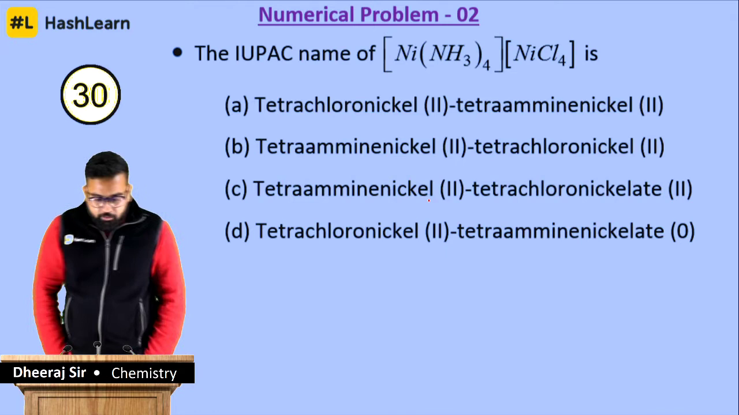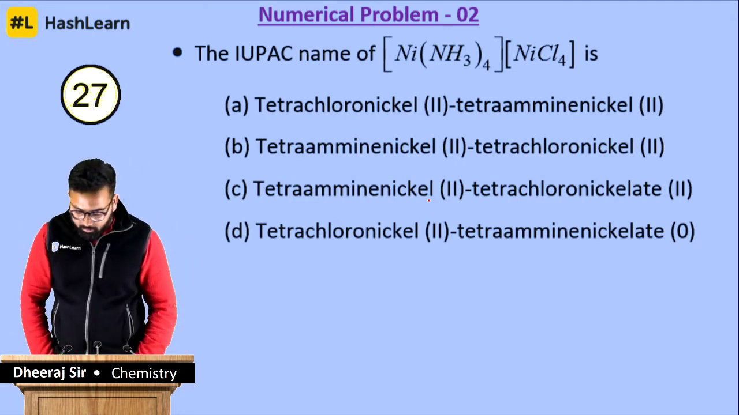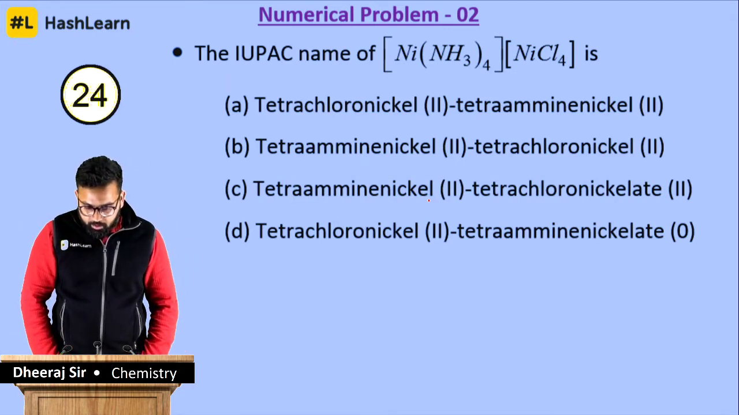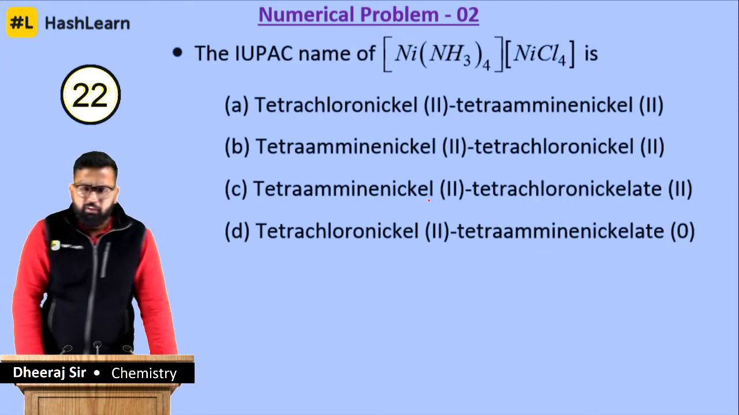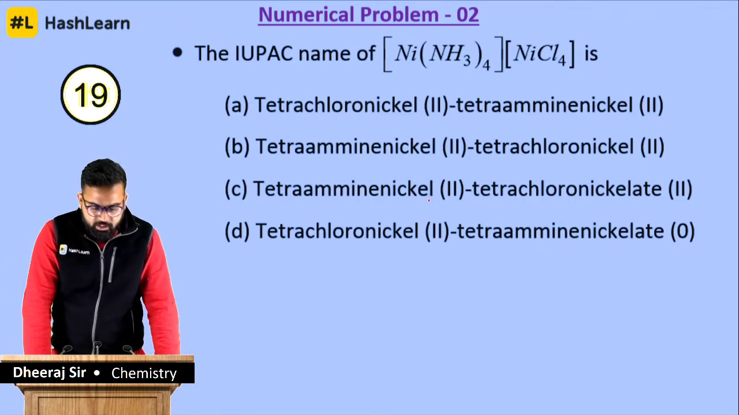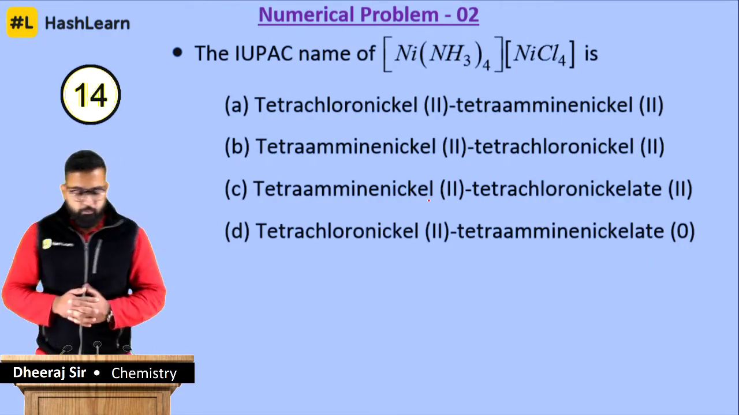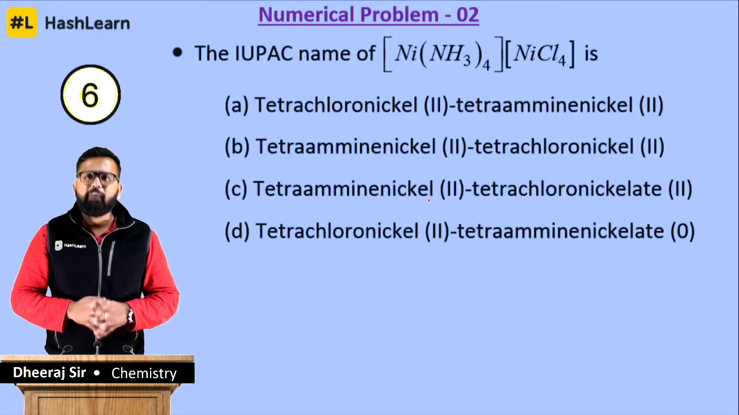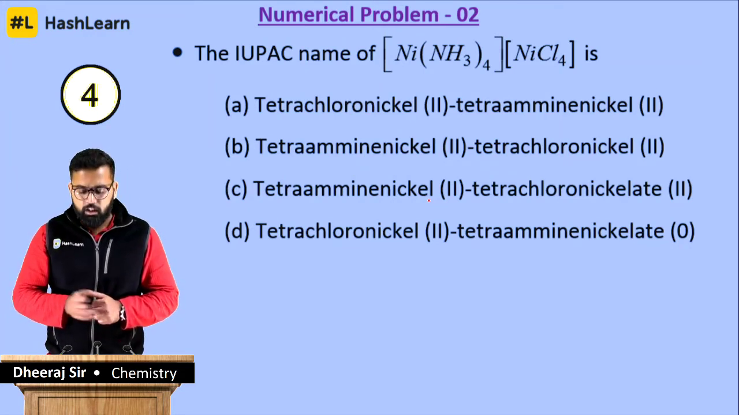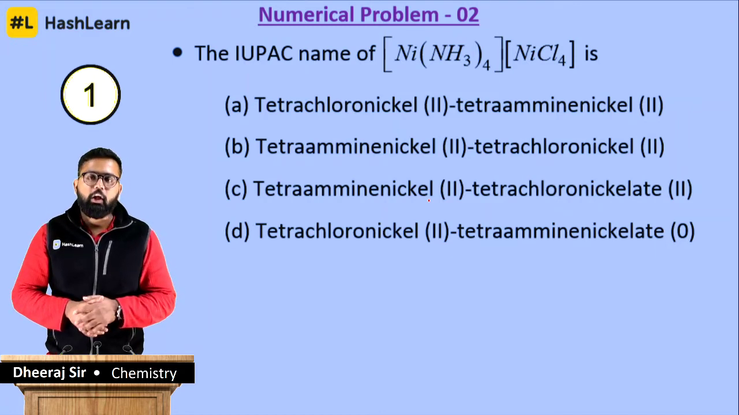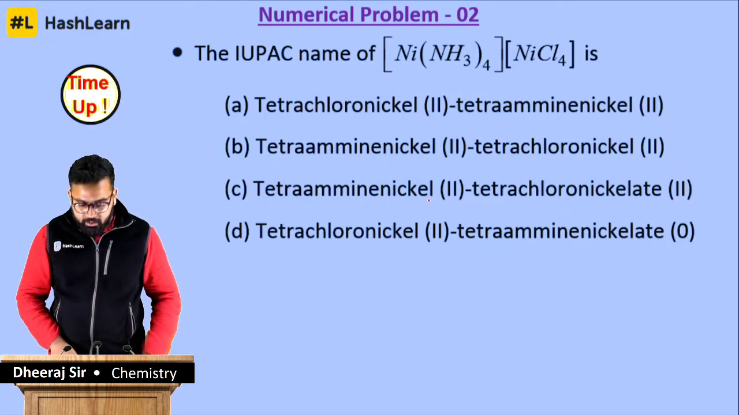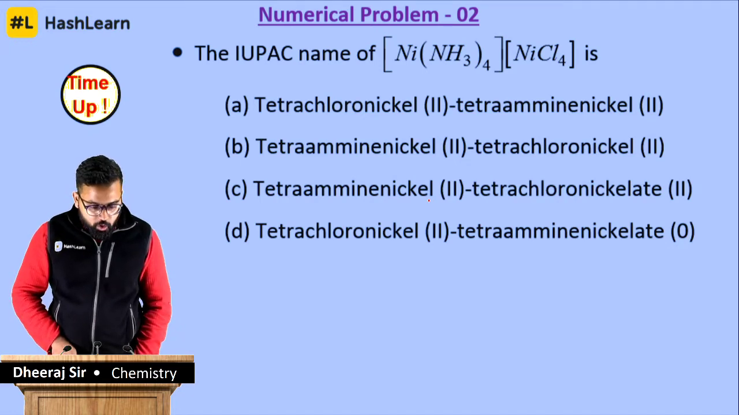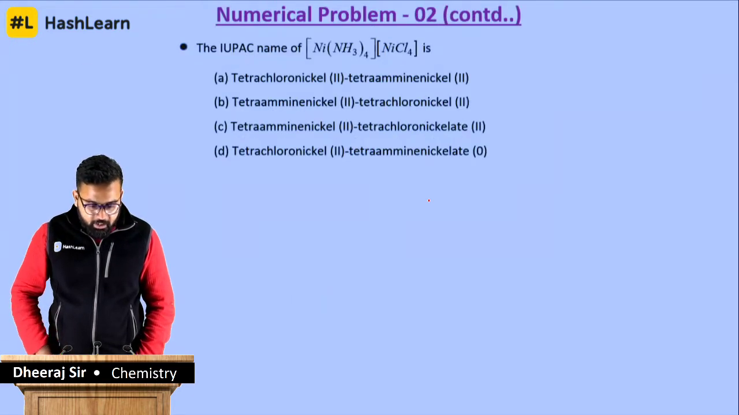The IUPAC name of [Ni(NH3)4][NiCl4]. We'll get back to the earlier question, no worries. So let us get going with these first. Try to answer. The options are: tetrachloronickel 2, tetraamine nickel 2, tetraamine nickel 2, tetrachloronickel 2, tetraamine nickel tetrachloronickelate. Simple. You just have to figure out which among the two is a cationic complex and which is an anionic complex. Once you have an idea as to which is the cationic complex and which is the anionic complex, the rest becomes very easy.